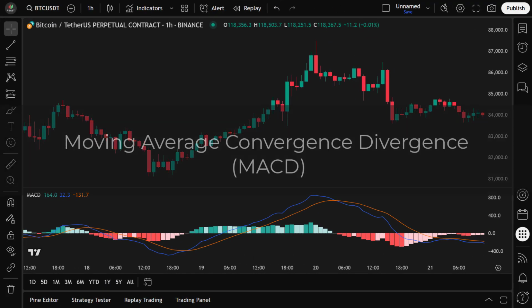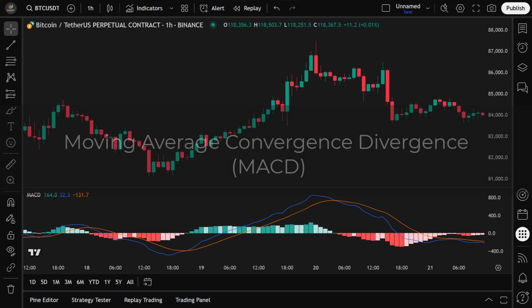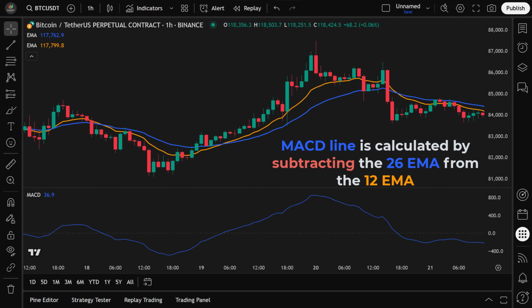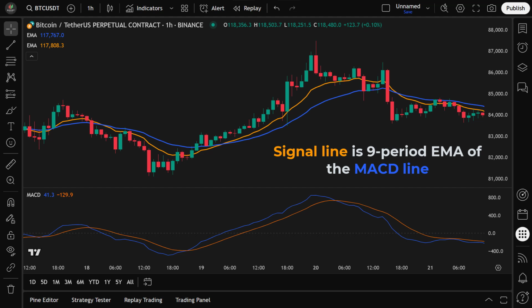2. Moving Average Convergence Divergence, MACD. The MACD is a popular momentum and trend-following indicator that shows the relationship between two moving averages of a security's price. It is calculated by subtracting the 26-period exponential moving average from the 12-period EMA. The result of this calculation is called the MACD line. A 9-period EMA of the MACD line, called the signal line, is then plotted on top of the MACD line, which helps identify buy or sell signals.